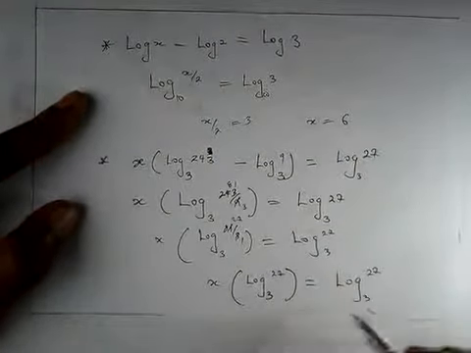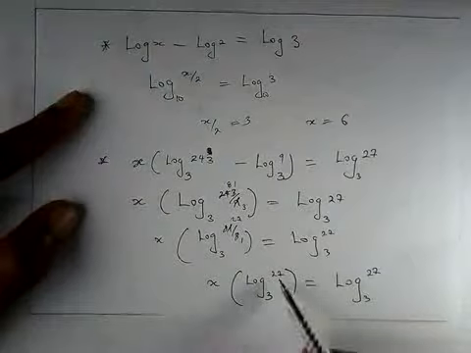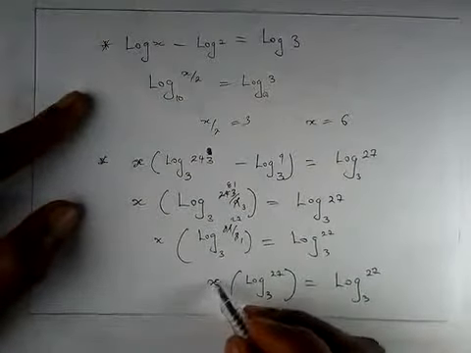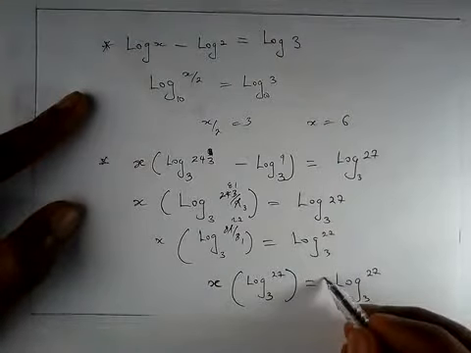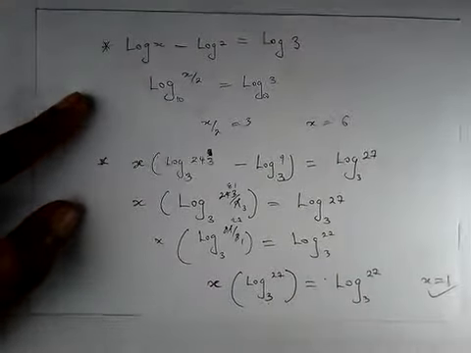Now by comparison, log 27 to base 3, log 27 to base 3, and there's something in front here. Whatever is in front here is whatever is in front here, and what is here is 1, so it means s is equal to 1. Okay.